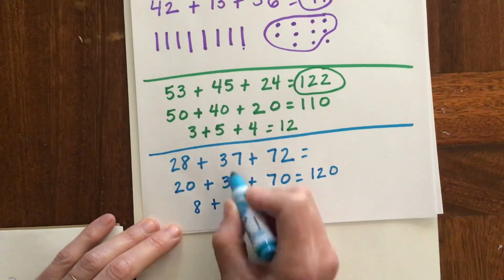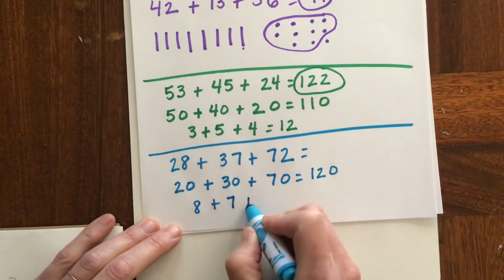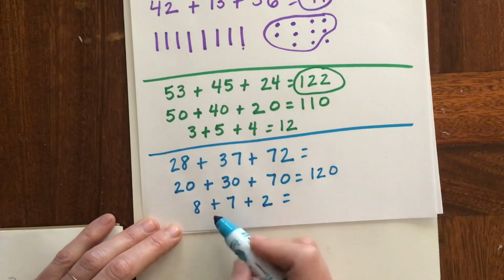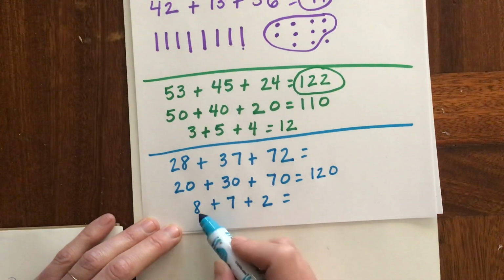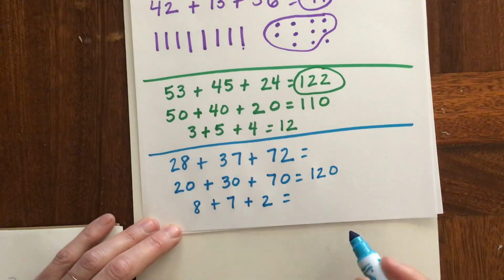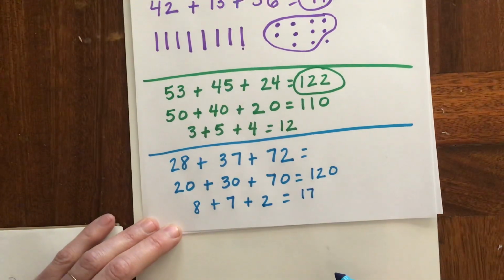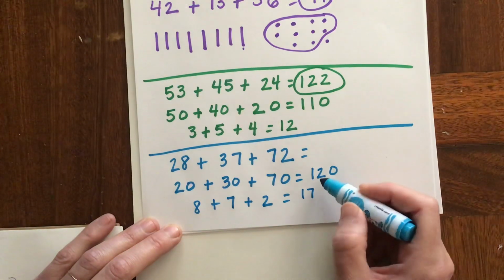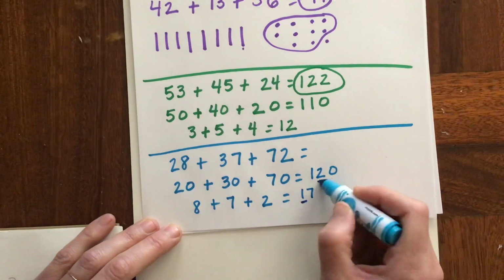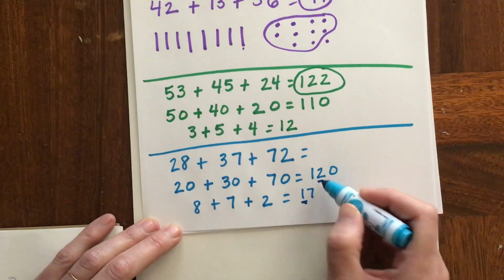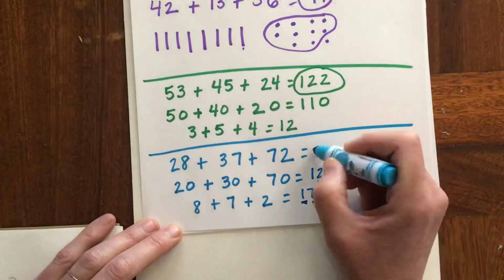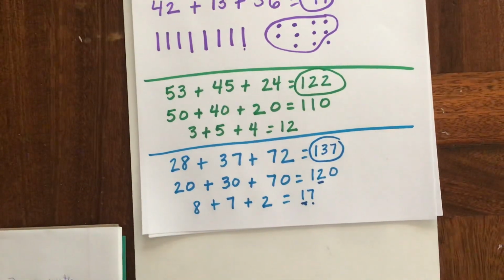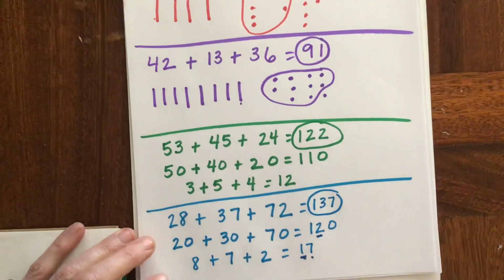28 has 8 ones, 37 has 7 ones, plus 72 has 2 ones. And again, I'm going to look for my friendly numbers. I know that 8 plus 2 are friendly numbers because they make 10. So 8 plus 2 is 10, plus 7 more is 17. Then I need to put those together. So 120 plus 17. Well, I'm going to do my tens. So 120 plus 10 is 130, plus 7 more, 137. Another tricky one.